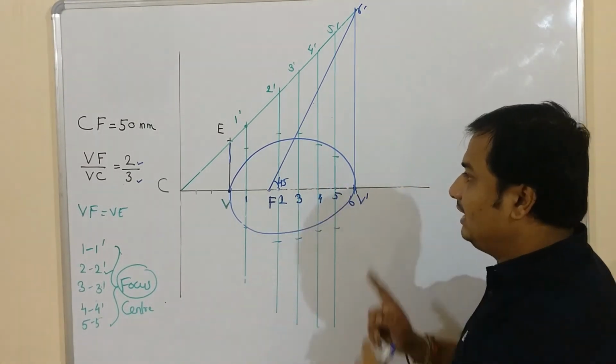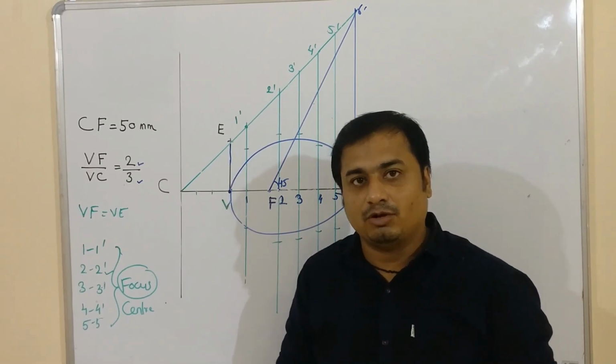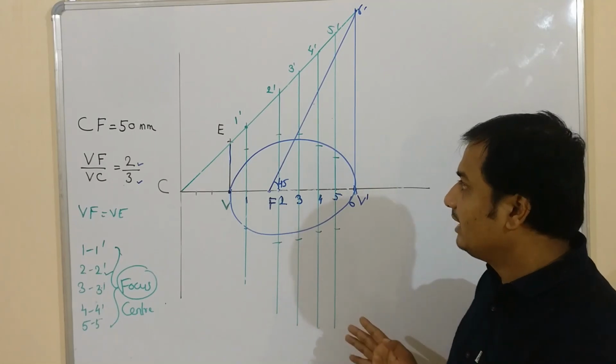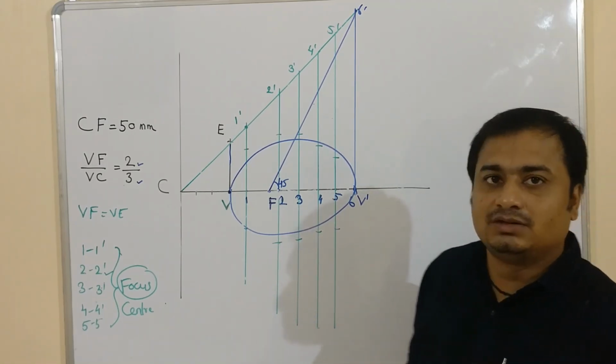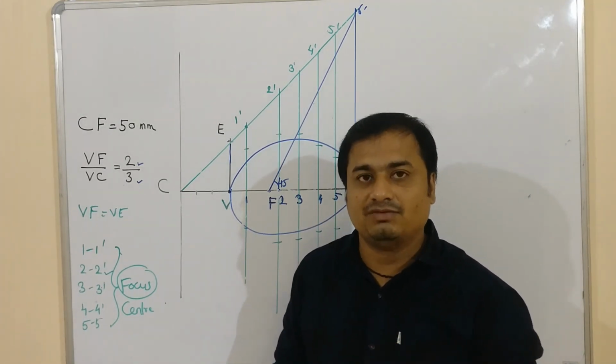So this is the required ellipse. Now the pencil work you have to do very properly, because the ellipse should be dark. Our main object is the ellipse. So the ellipse should be dark, and all the remaining lines should be very light. Now this is the general method which can be applied to the parabola as well as the hyperbola, based on the value of eccentricity.